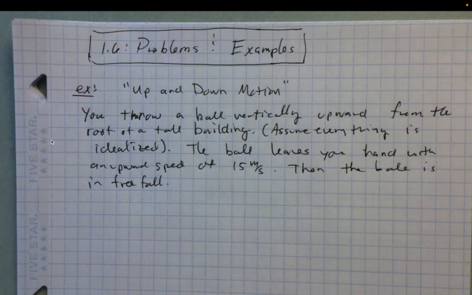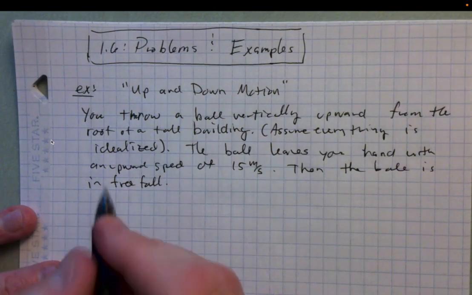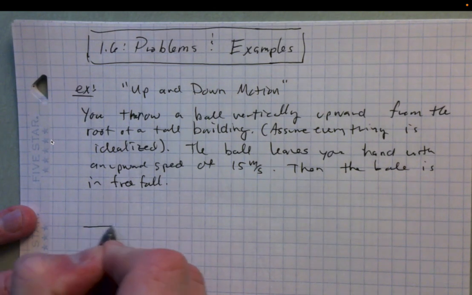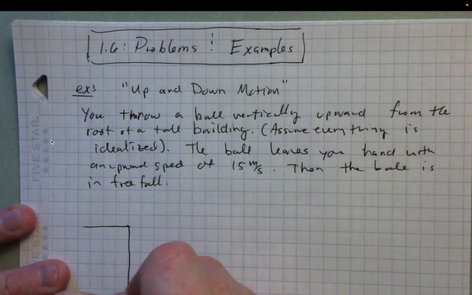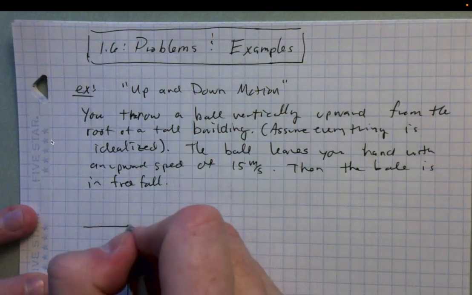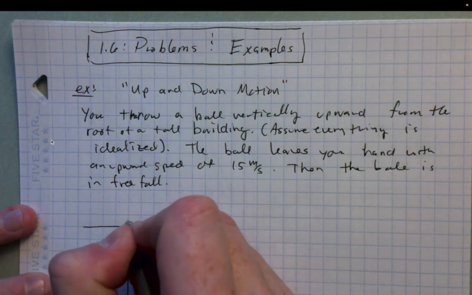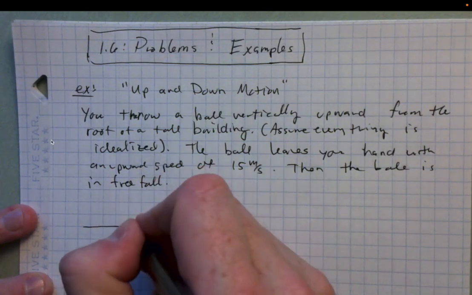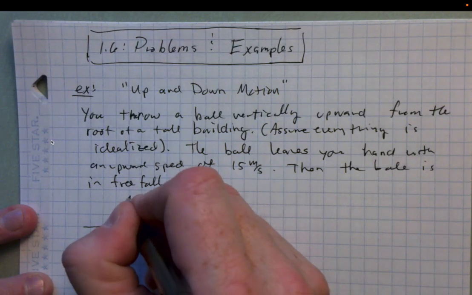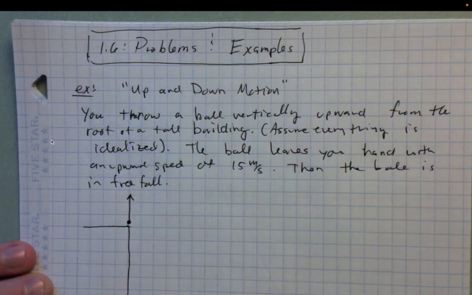Okay, so we've got 4 quantities that we want to calculate. First let me draw a light little picture here. Here you've got your building, and you throw the ball. The ball is positioned at the top of the building, and you throw it upward at 15 meters per second.